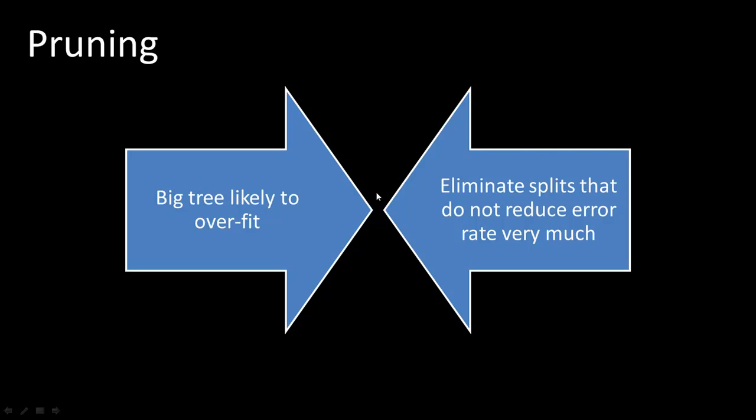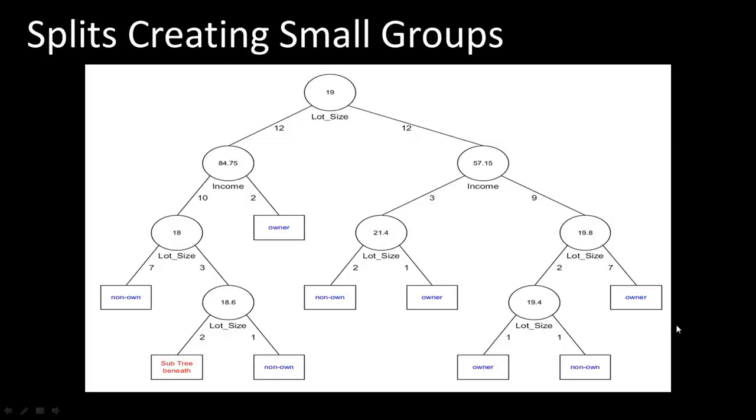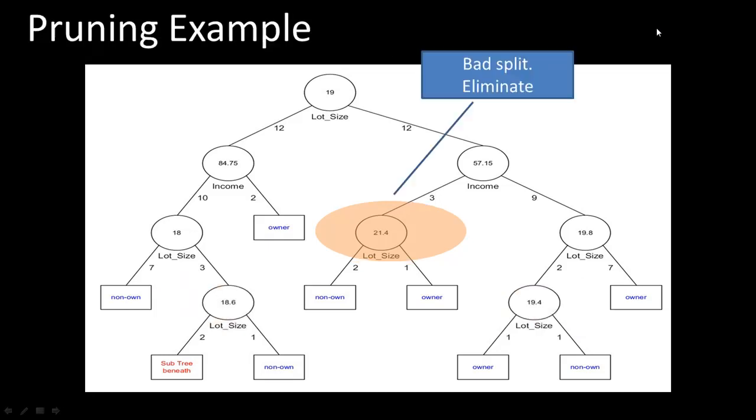Okay, so big trees are likely to overfit, and we want to eliminate the splits that do not reduce the error rates very much. Now one case for removing splits is, for example, splits that create very small groups. So here we've got a total of three cases coming in here, and then it's further splitting. Again, here we've got a total of three cases, here we've got a total of two cases. So these nodes already have very few cases. There's no point in further splitting them. So that's one way we could reduce the size of the tree.